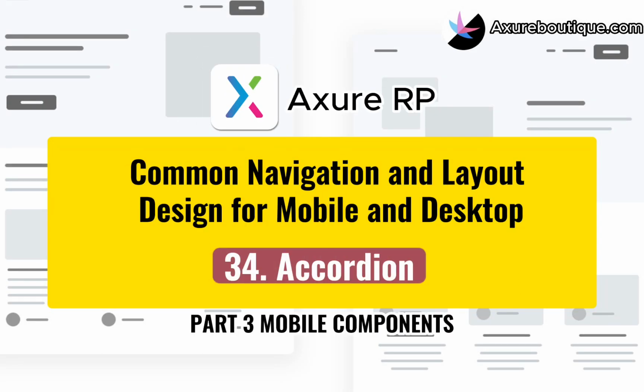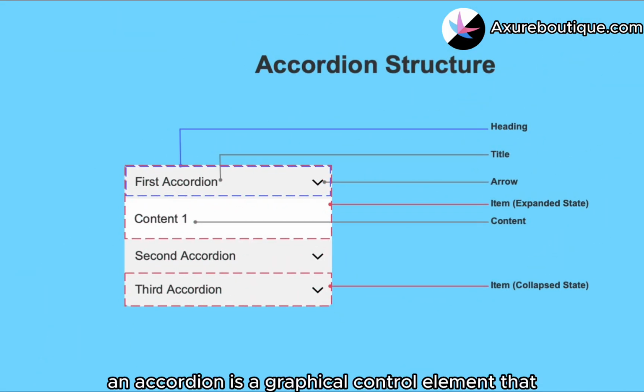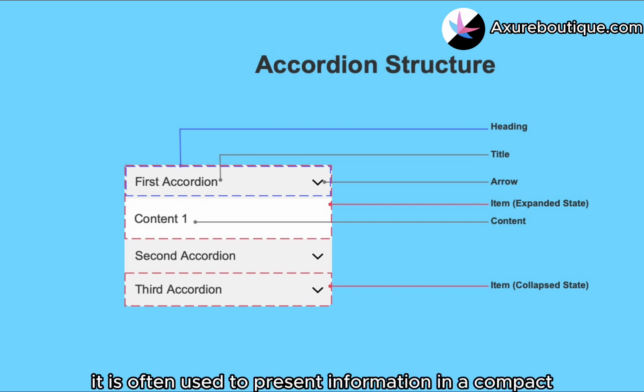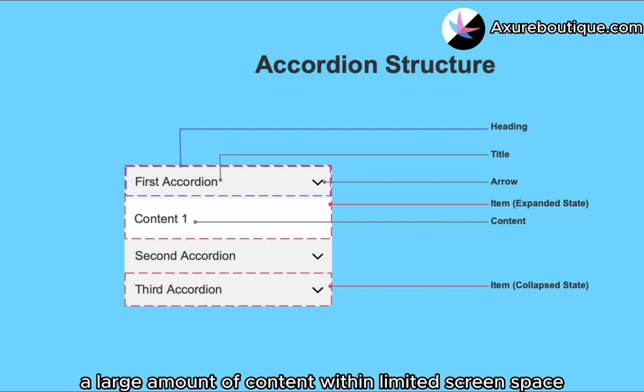Today, let's learn how to make various accordions. An accordion is a graphical control element that allows users to expand or collapse sections of content. It is often used to present information in a compact and organized manner, especially when there is a need to display a large amount of content within limited screen space.